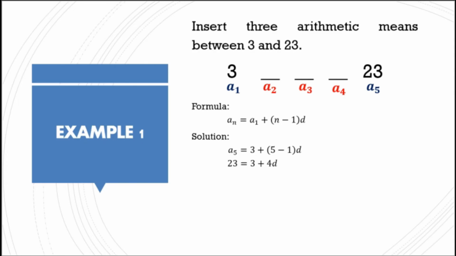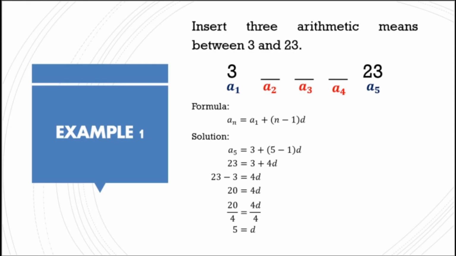For us to get the value of d, we isolate d on the other side, so we transpose 3. So we have 23 minus 3, which is equal to 20. Our equation now is equal to 20 equals 4d. Then we divide 4 on both sides. So we have 20 divided by 4, which is 5. And 4d divided by 4 is equal to d. Therefore, the common difference is 5.